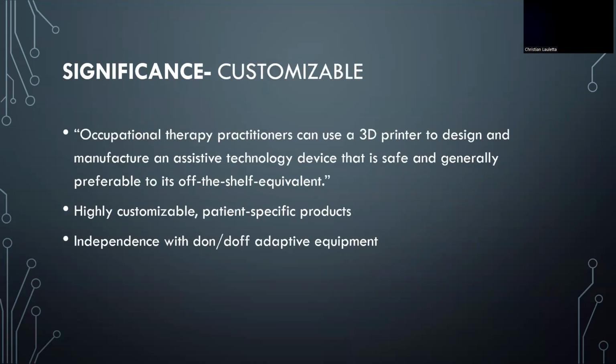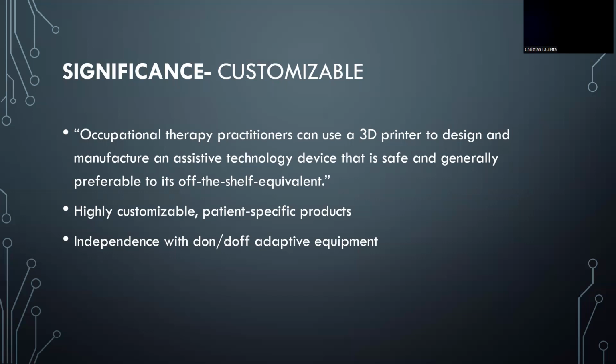Next, we have customizable. Adaptive equipment can be purchased at stores. They're not designed to allow patients the independence for donning and doffing. Therefore, the 3D printer allows for a unique design to be fabricated that supports the client and their environment and conforms to the patient's body while promoting independence. Therefore, occupational therapy practitioners can use a 3D printer to design and manufacture an assistive technology device that is safe and generally preferable to its off-the-shelf equivalent.